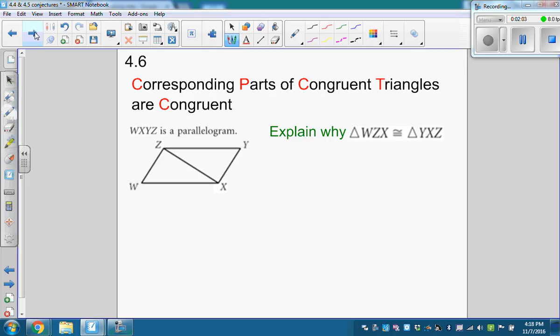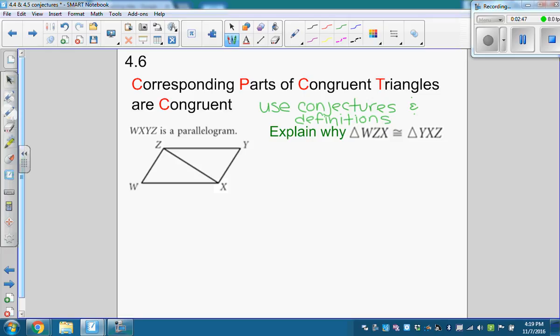There was a few questions, so I'm going to just do a sample problem. This is how you should approach your homework. So this problem tells us we have a parallelogram, and we are supposed to explain why triangle WZX is congruent to triangle YXZ. And so the idea is that you use conjectures to do this. And definitions. You take it in steps.